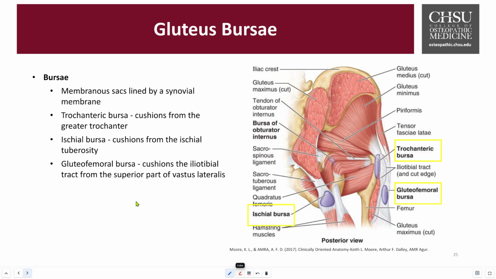The gluteofemoral bursa is going to lie between the iliotibial band and the superior portion of the vastus lateralis, the quad muscles on the outer side of the leg, and it helps cushion and reduce the friction between these structures during any kind of movement. So over here, the trochanteric bursa, the gluteofemoral bursa, and then the ischial bursa shown in the purple regions.